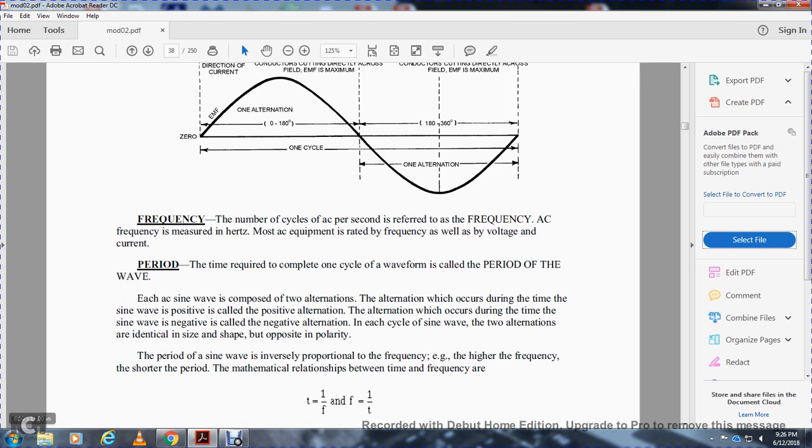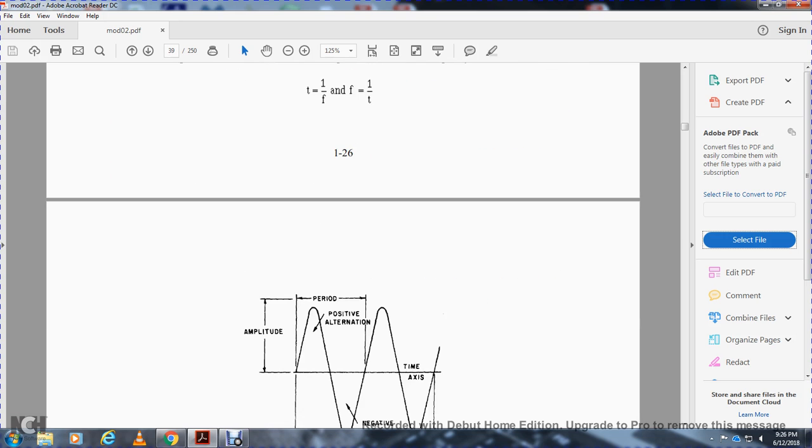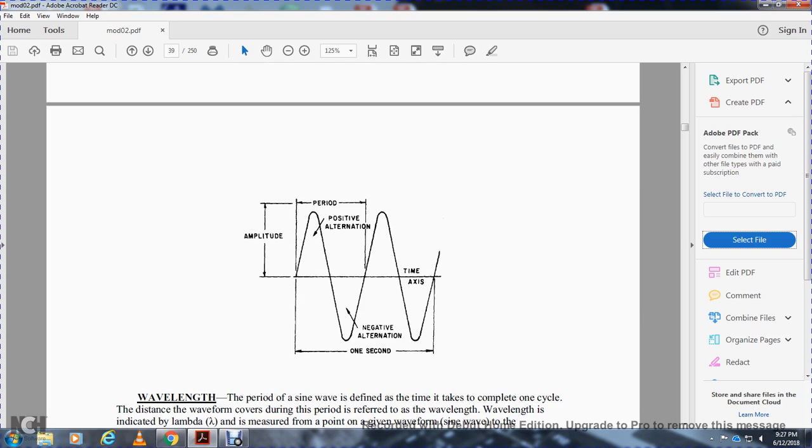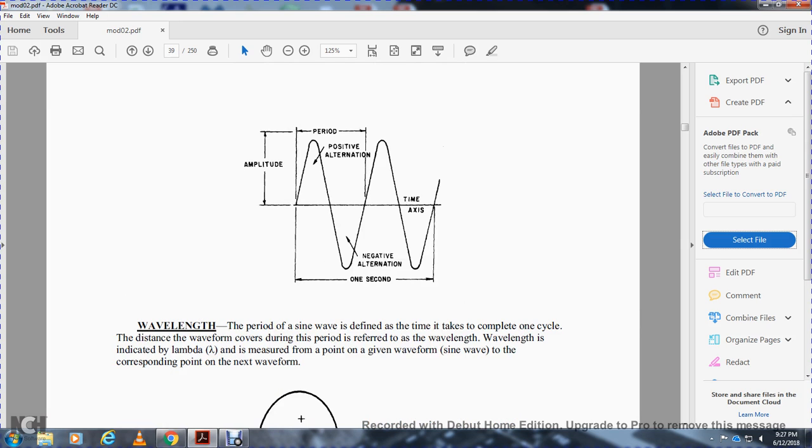High frequency means short period. The mathematical relationship between time and frequency is: period equals 1 over frequency, or frequency equals 1 over period. Period, amplitude, positive alternation, negative alternation, 1 second on the time axis. Wavelength: the period of a sine wave is defined as the time to complete one cycle, and the wavelength is the distance over which the waveform completes one cycle.